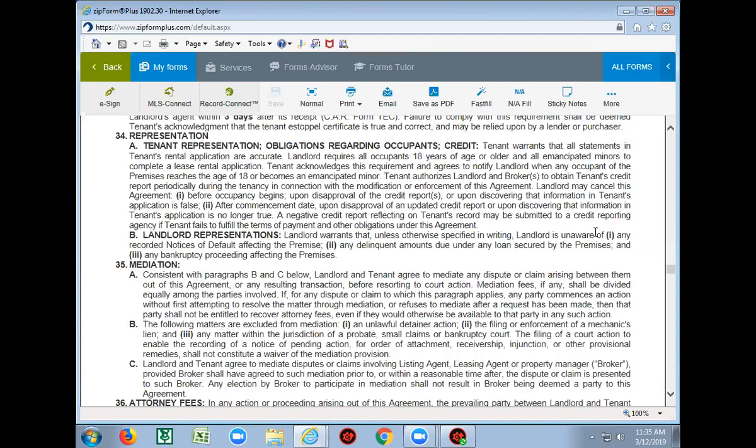B, landlord representation. Landlord warrants that unless otherwise specified in writing, landlord is aware of: 1, any record of notice of default affecting the premises; 2, any delinquent amount due under any loan secured by the premises; and 3, any bankruptcy proceeding affecting the premises. So landlord's representation, that means it's us. If the landlord doesn't tell us and you don't check the title, so that's why before we take the listing or before we sign a lease, check the title. Anything different? Notice of default will show on the record. Bankruptcy will show on the record.